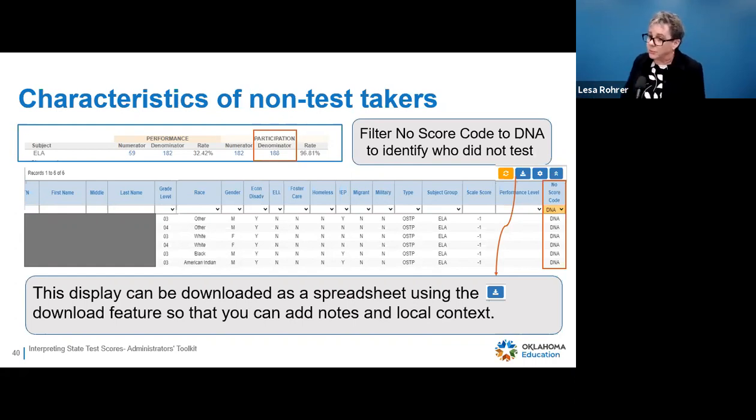I can download that spreadsheet. I can add notes, things like grades, attendance, teacher observations, so that I can help support that student as well.